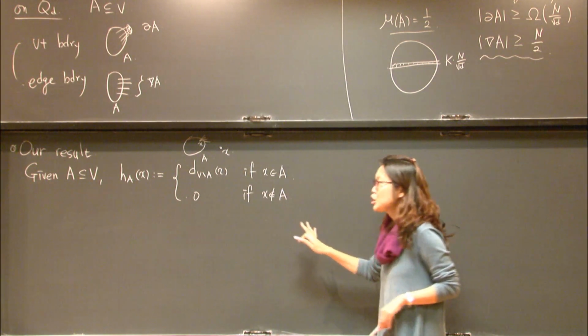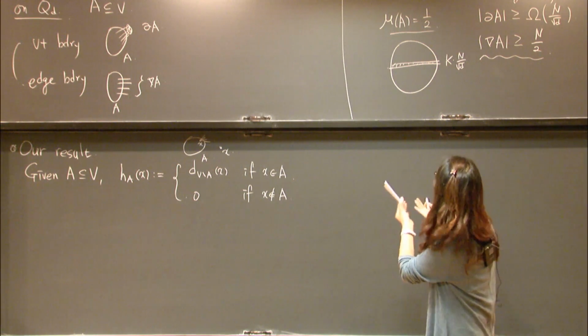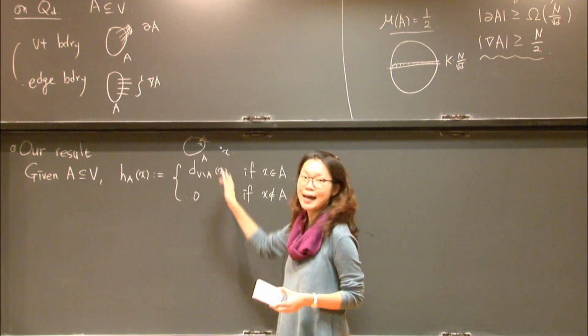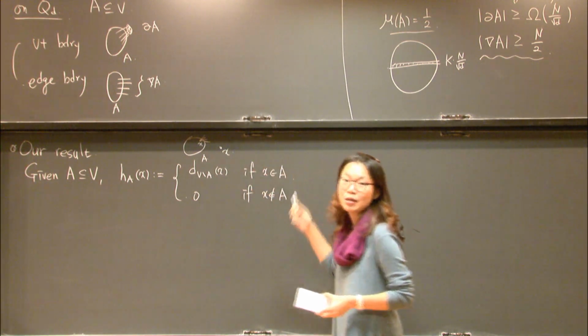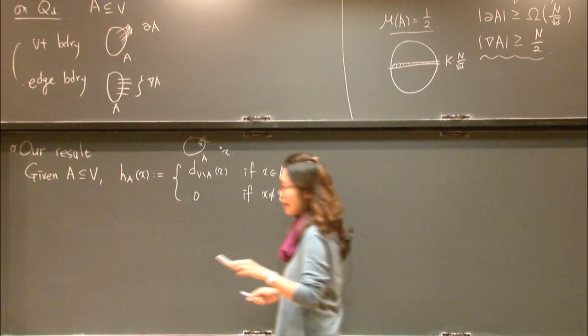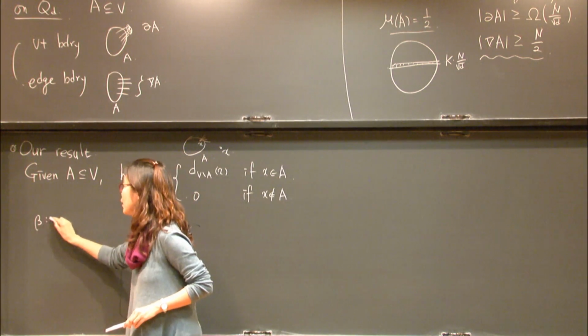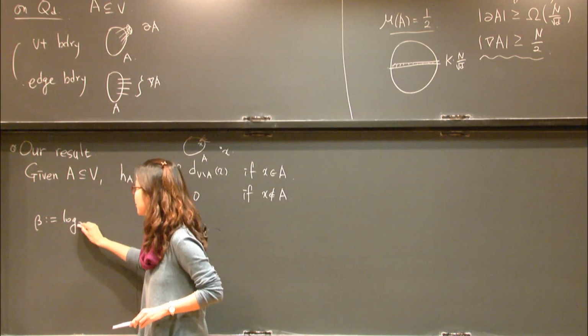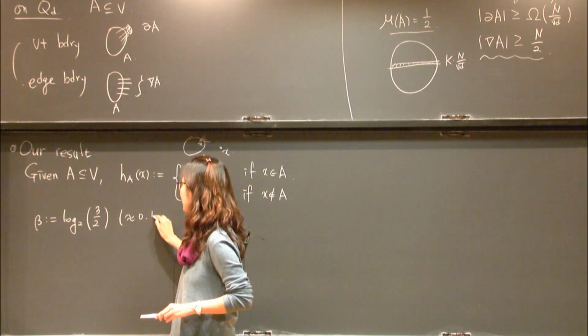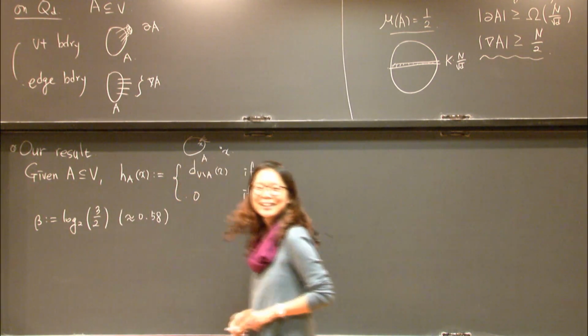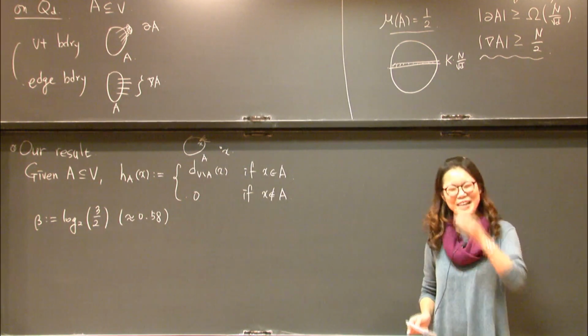This definition is to capture the size of the edge boundary of A, right? Because we measure all of the outside neighbors for each vertex. And we use beta for this quantity, log base 2 of 3 over 2, which is roughly 0.58. It looks strange, I know.